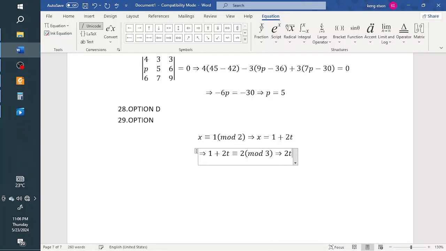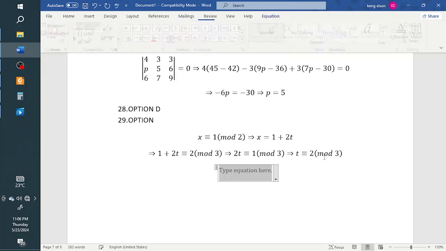This just means that I'll subtract 1 on both sides. 2t will be congruent to 2 minus 1, because this 1 is the same as 1 mod 3. So 2t is congruent to 1 mod 3. Now what about t? If 2t is congruent to 1 mod 3, we are looking for the inverse of 2 in mod 3. Which number will I multiply by 2 and divide by 3 to have a remainder of 1? I think 2 times 2 will work. 2 times 2 is 4. 4 divided by 3, the remainder is 1. So t will be congruent to 2 mod 3.